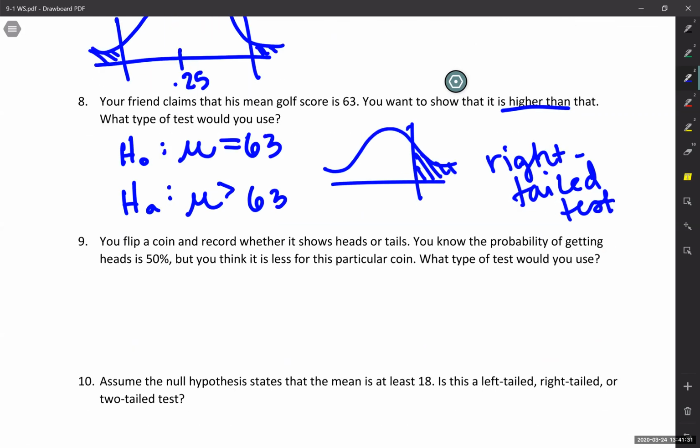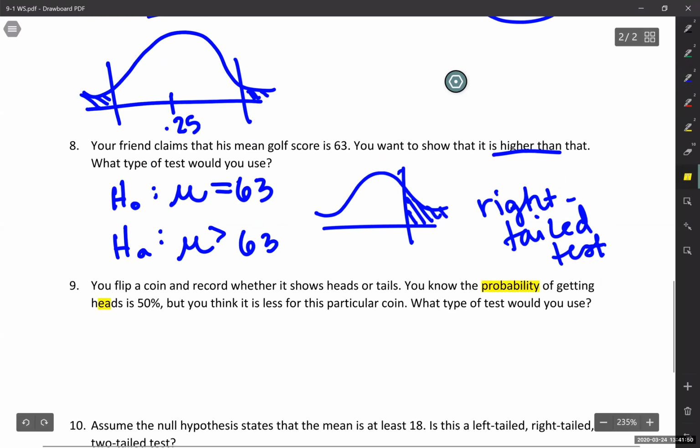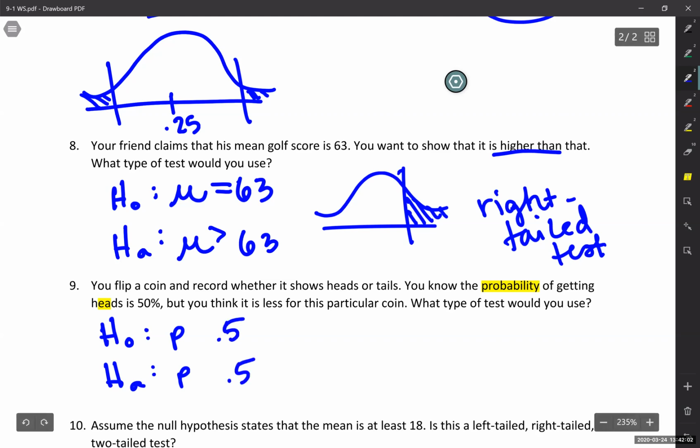Number 9, flip a coin. We know the probability of getting a heads is 50%. Now it does not say the word proportion or the word mean in this problem, but probability is a P word. All the P words go together. So for our null and alternative, we're going to be using a P, and we're talking about the probability of 50%.